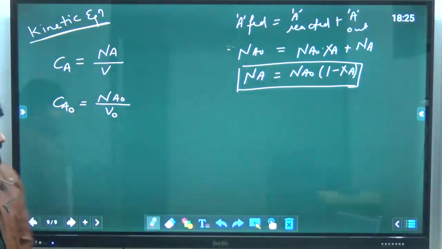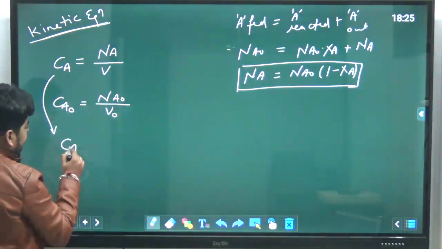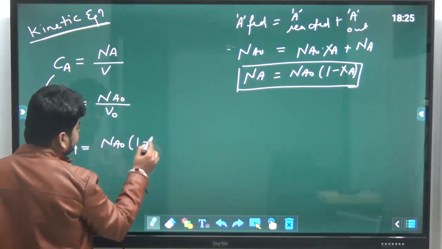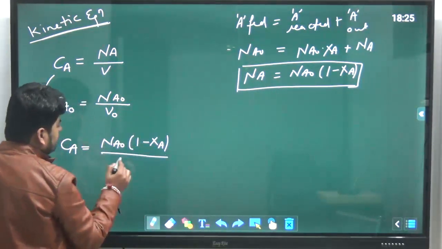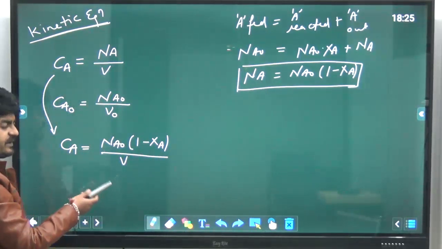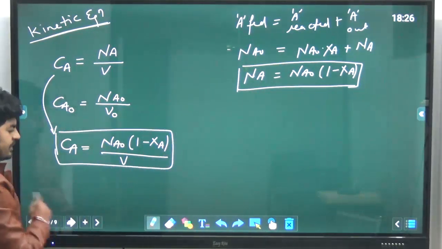So here, if you put the value in Ca, it will become Ca equal to, you can write Na as Na naught times 1 minus Xa, and V obviously there. So what is this Na naught over V? Nothing, this will remain as it is. This is the relation.